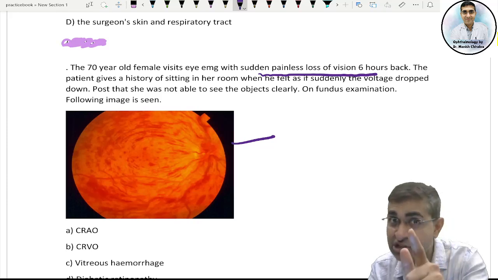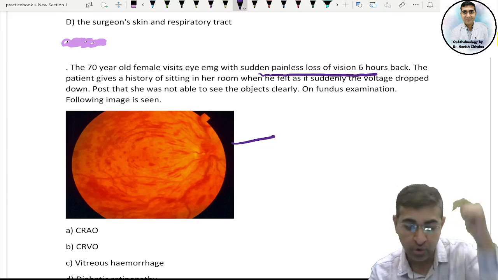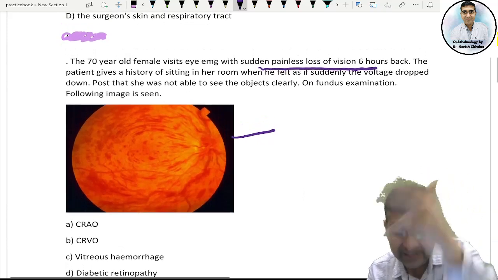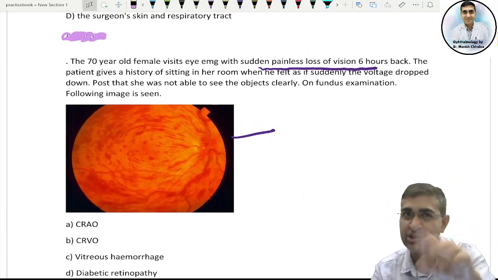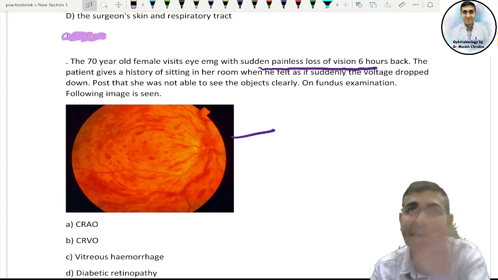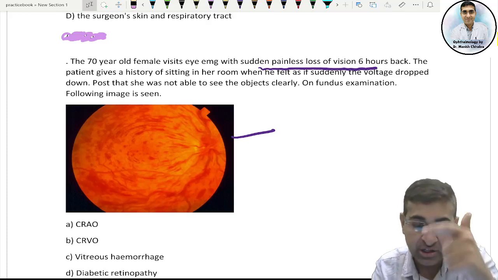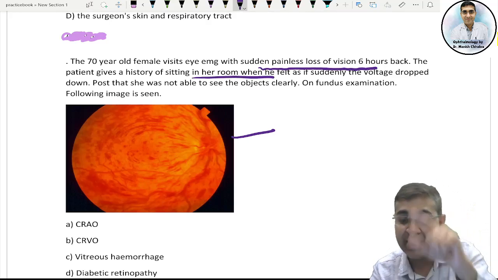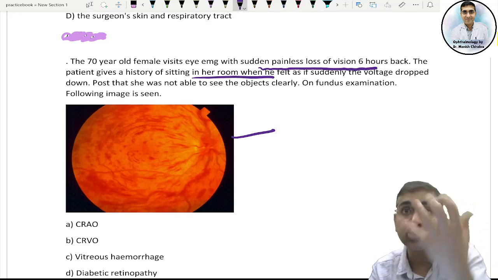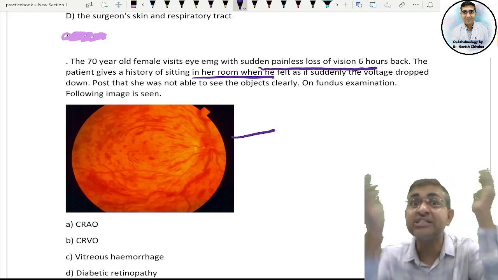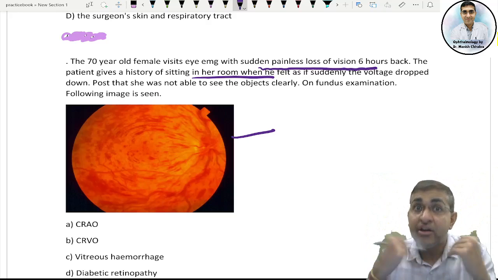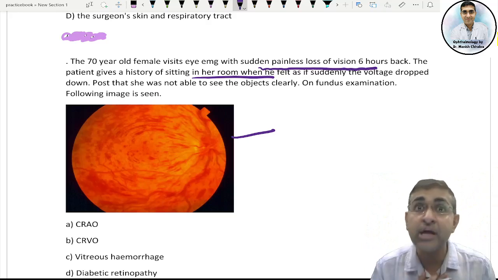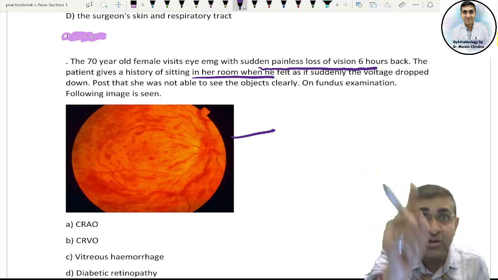So sudden painless loss of vision occurs in CRVO, in CRAO, in vitreous hemorrhage. There will be painless loss of vision because inside the retina there are no pain carrying fibers. The patient gives a history of sitting in a room when he felt as if suddenly the voltage dropped down. So if the voltage is getting dropped, you will suspect CRVO. If the patient comes and says, Doctor Sahib, I was sitting in the room and suddenly I felt as if the light has been switched off, you will think of CRAO.